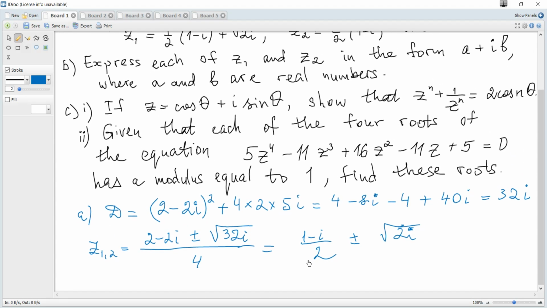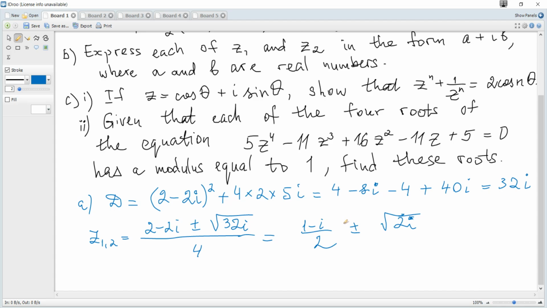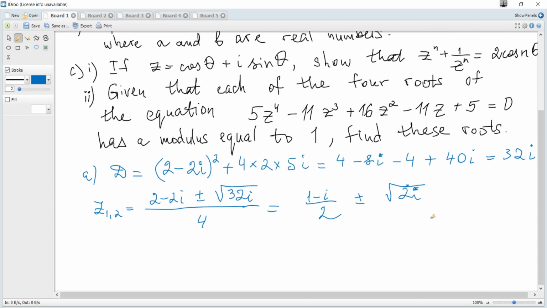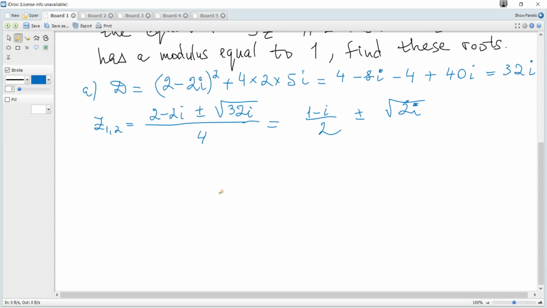Question B. Express each of z1 and z2 in the form a plus ib. You can see that this root of i is a problem, and we should get rid of this. And how to do that? We need root of i. What is it? We can consider a complex number, another z, just notation of a complex number, z squared is i, and hence z, the root of this equation, is square root of i, as required.